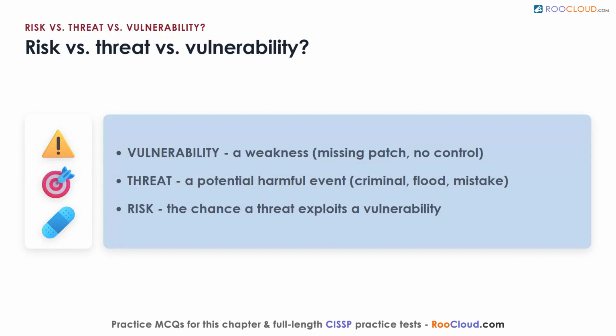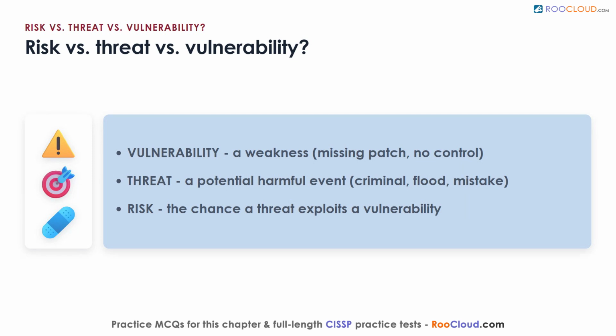Before the attacks, let's anchor 3 terms. How do risk, threat, and vulnerability fit together? A vulnerability is any weakness, like a missing patch or the absence of a control. A threat is a potential event that could cause harm, whether a criminal, a flood, or an honest employee mistake. Risk is the likelihood that a threat actually exploits a vulnerability and causes a loss.